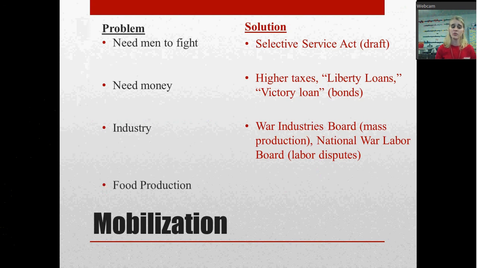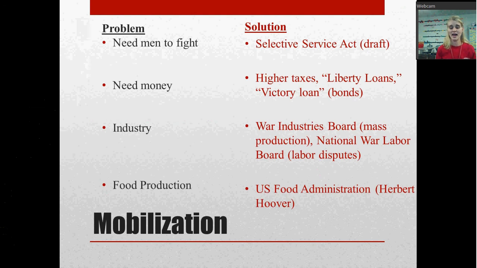The last thing that we need is food production. A lot of our men who were farmers went off to fight, and we ship a lot of food to those men overseas. So we had to figure out, how are we going to save food in our country so we can ship it overseas and not go into a shortage of food? So what they do is develop the U.S. Food Administration.